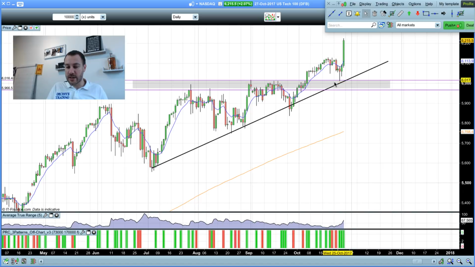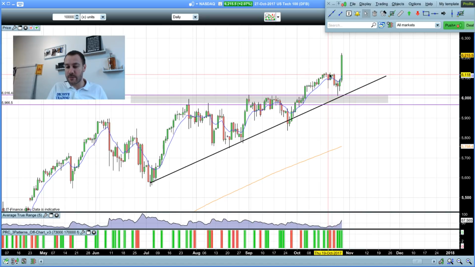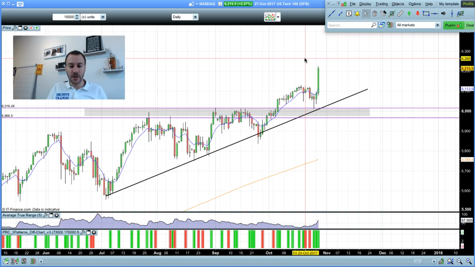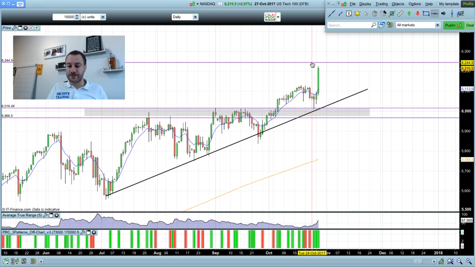Okay, so last week we had the pullback, we tested at the level, we came up, we looked at previous resistance, broke straight through it on Friday with a very, very strong upward surge. So for the week ahead, well, we are into the all-time highs. There's not a lot to go on at these levels.